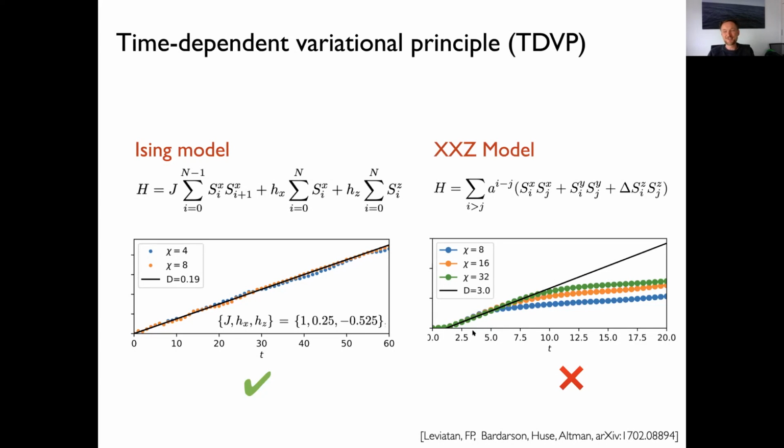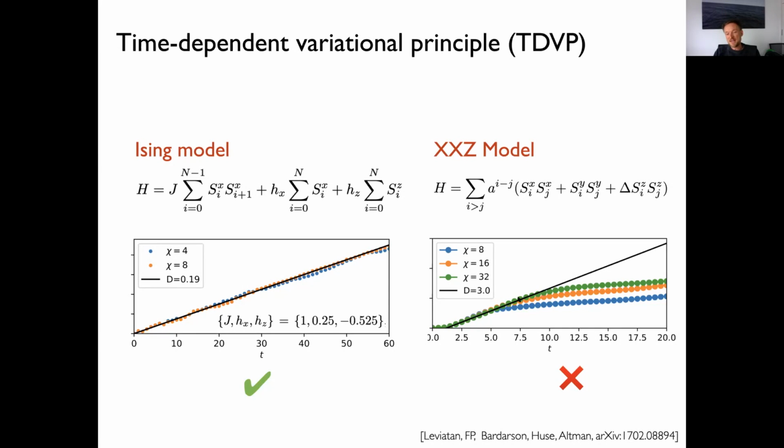And this is also the case here, where we now use the same method on a different model. If, for example, we take an XXZ model with long-range interaction, which is a non-integrable model, where we expect to find again that the system thermalizes after long times. If we play the same game, what we see is that, depending on the bond dimension, asymptotically we converge to a straight line from which we can extract the diffusion constant.